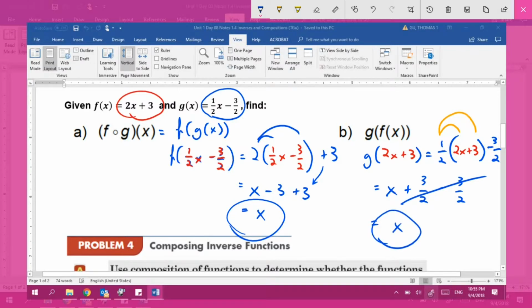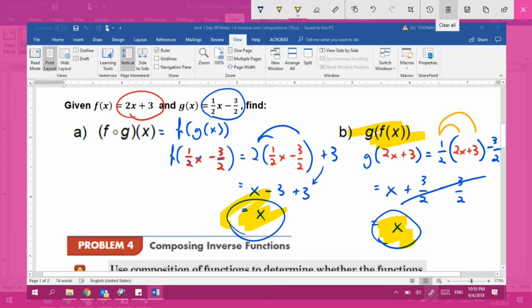Whoa! Wait a second. Look at these two compositions. F of g of x, my answer was x. G of f of x, my answer was x. Oh my goodness, why do you think that is? This is the topic of today, guys. When you do a composition and your answer both ways equals x, that means that those two functions are inverses of each other. Oh my goodness, that's crazy.